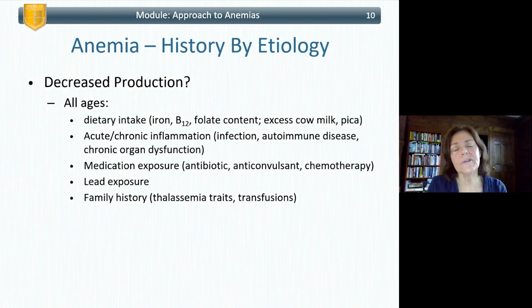And when you're considering possible decreased production as a cause, you will have to ask these questions as well. What is the child eating? Are they taking appropriate amounts of iron, B12, folate? Are they taking excessive amounts of cow milk, or are they eating foreign substances as in pica? Is there any history of acute or chronic inflammation? Any recent infections? Does a person have an underlying autoimmune disease or chronic organ dysfunction?